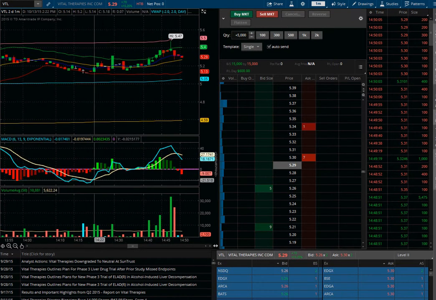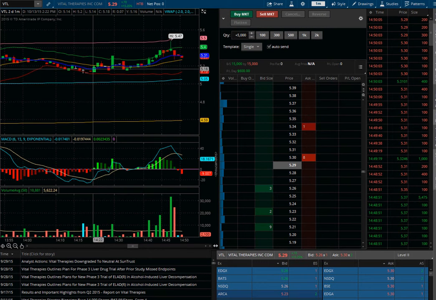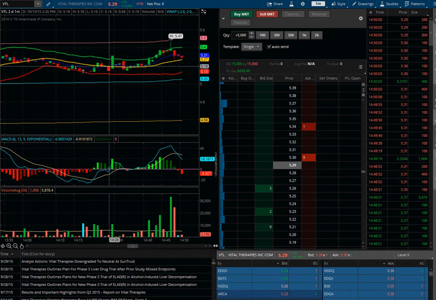Obviously here's another entry point. See, right around 415, 416. If you would have gone long there, you would have rode this consolidation, but you would have saw the new test of high.